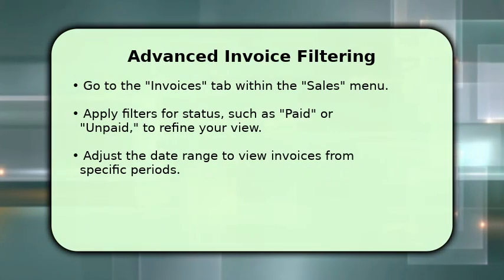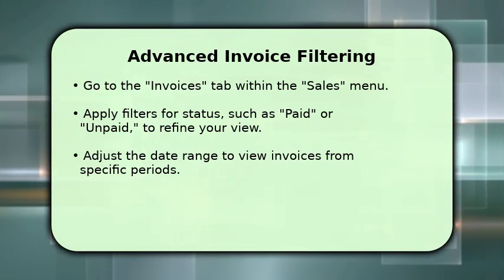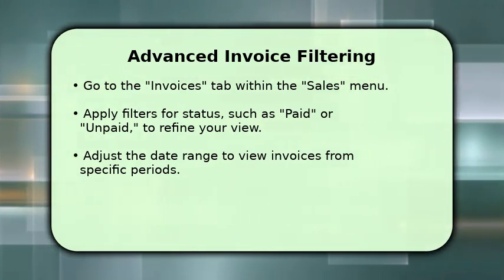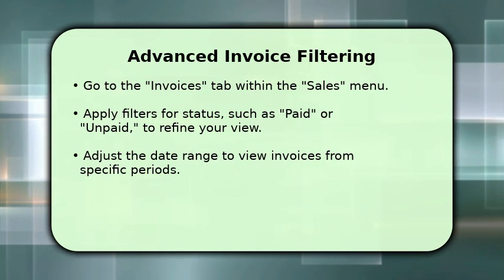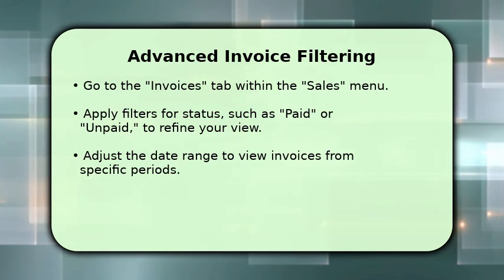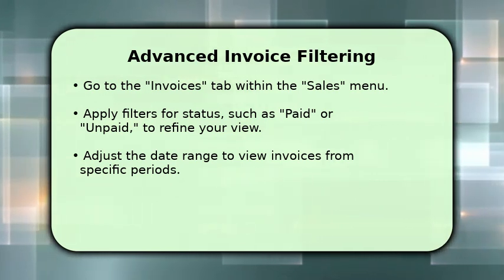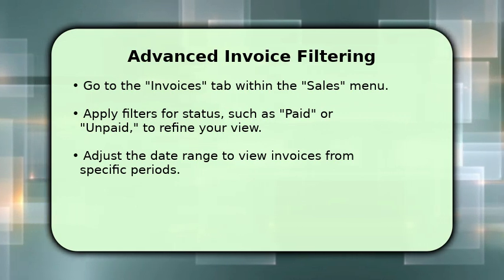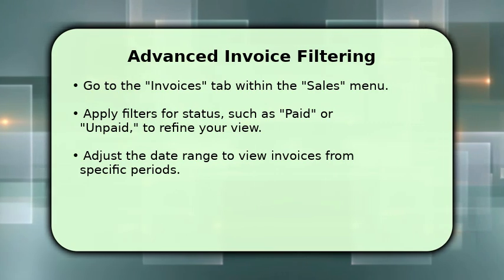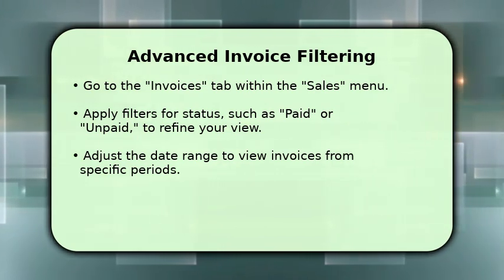When you need to find invoices based on criteria beyond a simple search, advanced filtering is your best friend. Head to the Invoices section under Sales and look for the filter options. You can filter by invoice status, like open or overdue, or select a custom date range, such as the last 30 days or the current quarter. This helps you organize and analyze your financial records effectively.